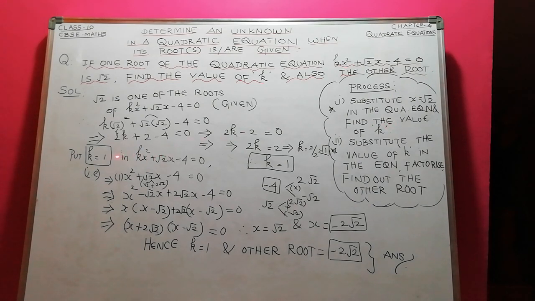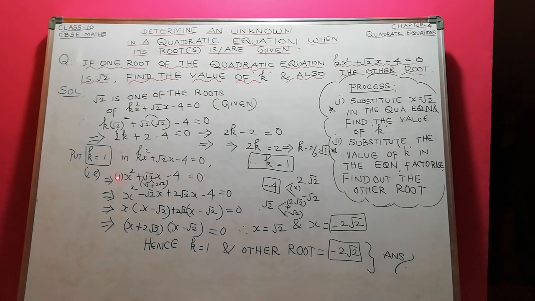Next, you have to substitute the value of k equal to 1 in the given equation. So 1 x squared plus root 2x minus 4, that is nothing but x squared plus root 2x minus 4 equal to 0. Now, let us analyze how to factorize this.